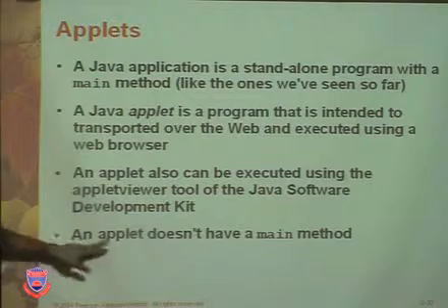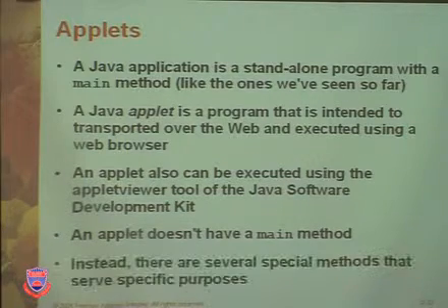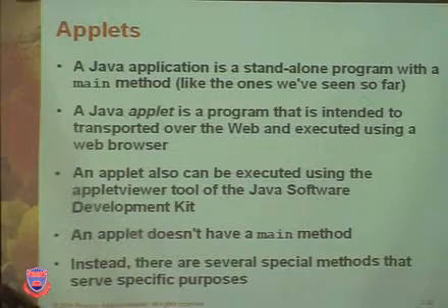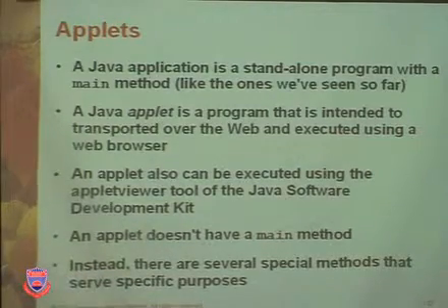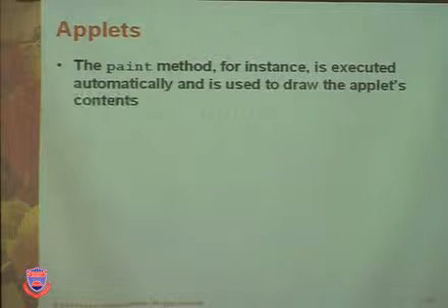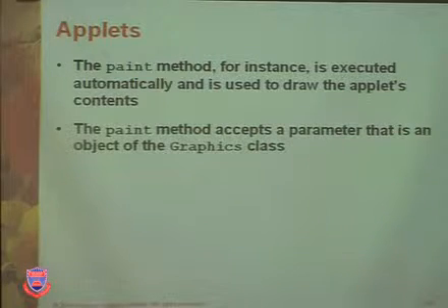And it doesn't have a main method. This is different from what we have done so far. Instead, there are several special methods that serve specific purposes. For example, the paint method. It is automatically executed when you draw the applet and its contents, as a result of the applet's execution. I will show an example probably in the next lecture.